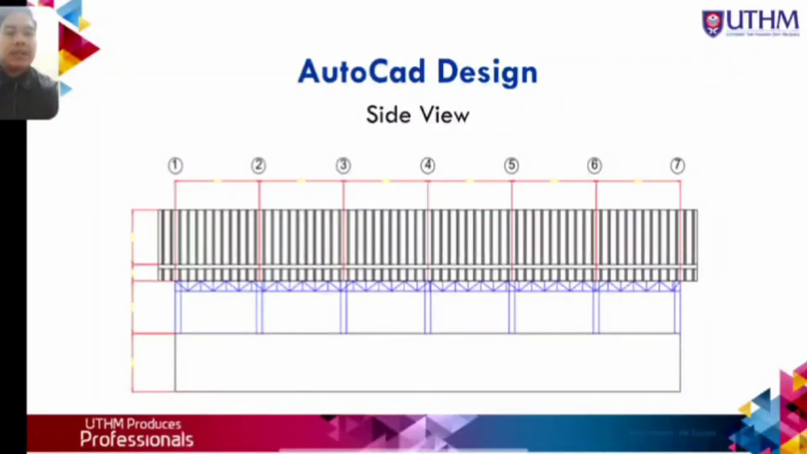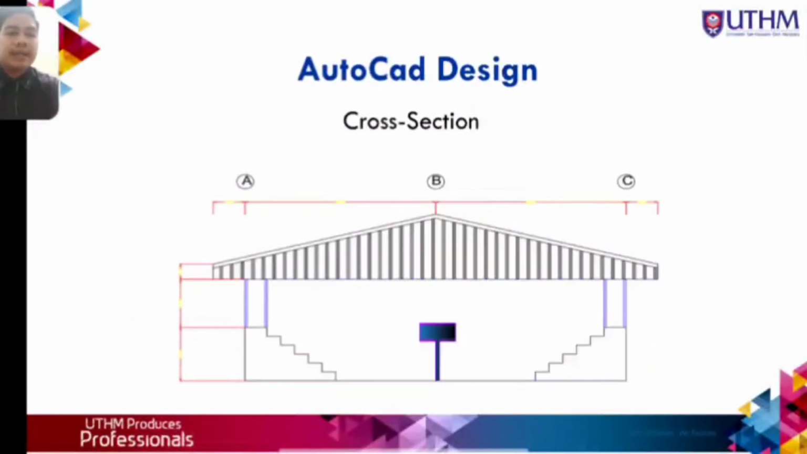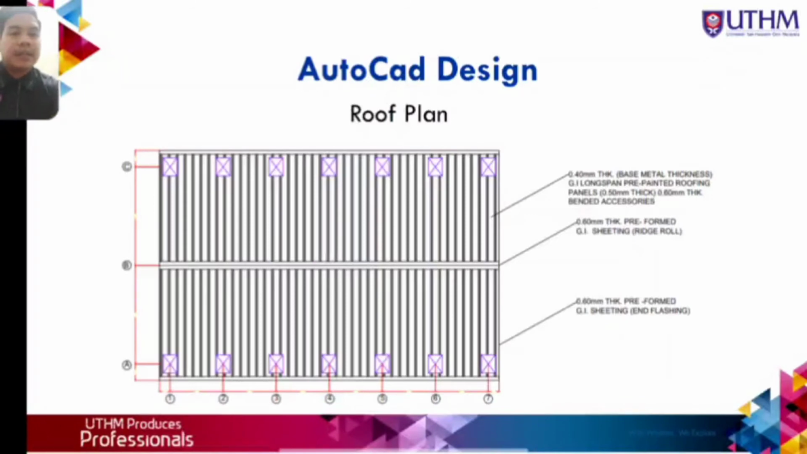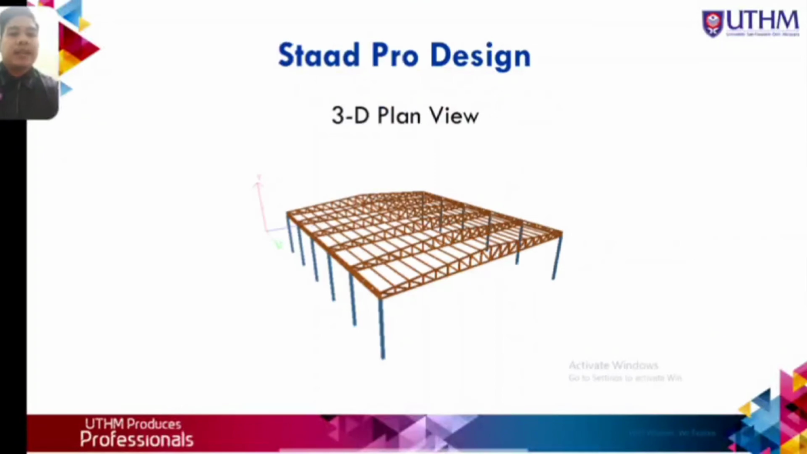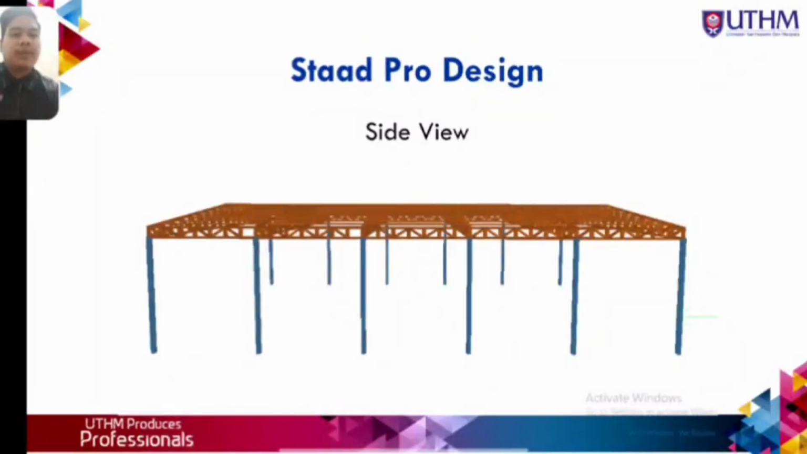So this is the side view of the basketball stadium, and this is the cross section where the stage and the retractable basketball goal are located. Next is the detailed roof plan, where we have 0.4 thick base metal thickness and pre-formed GI sheeting and flashing. Next is the STAAD Pro design, where we have the 3D plan view and side view of the basketball stadium.